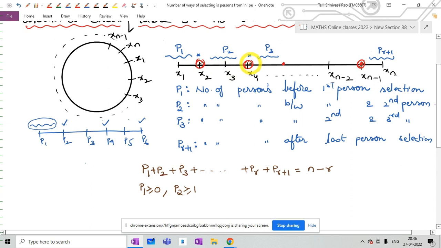Similarly, p3 should also be greater than or equal to 1, because between the second person and third person at least one person needs to be there. And so on up to pr plus 1, which should be greater than or equal to 0. If this is equal to 0, then the last person selected is xn. If this is equal to 1, it means after the last person we have one person, so the last person selected is xn minus 1. Okay.